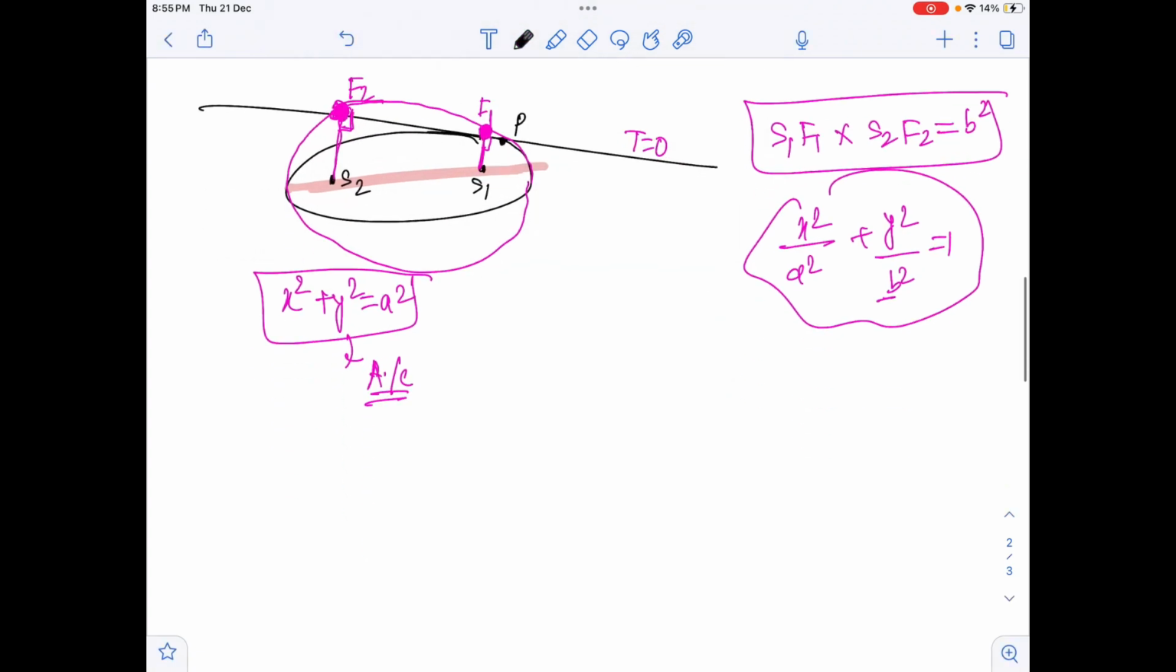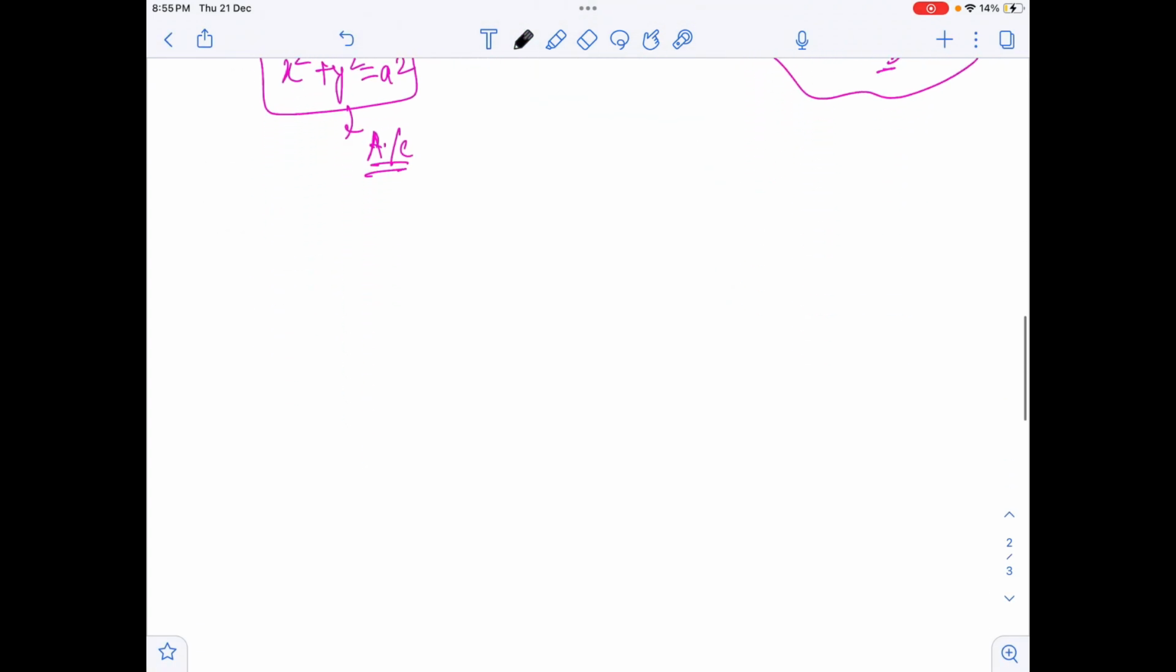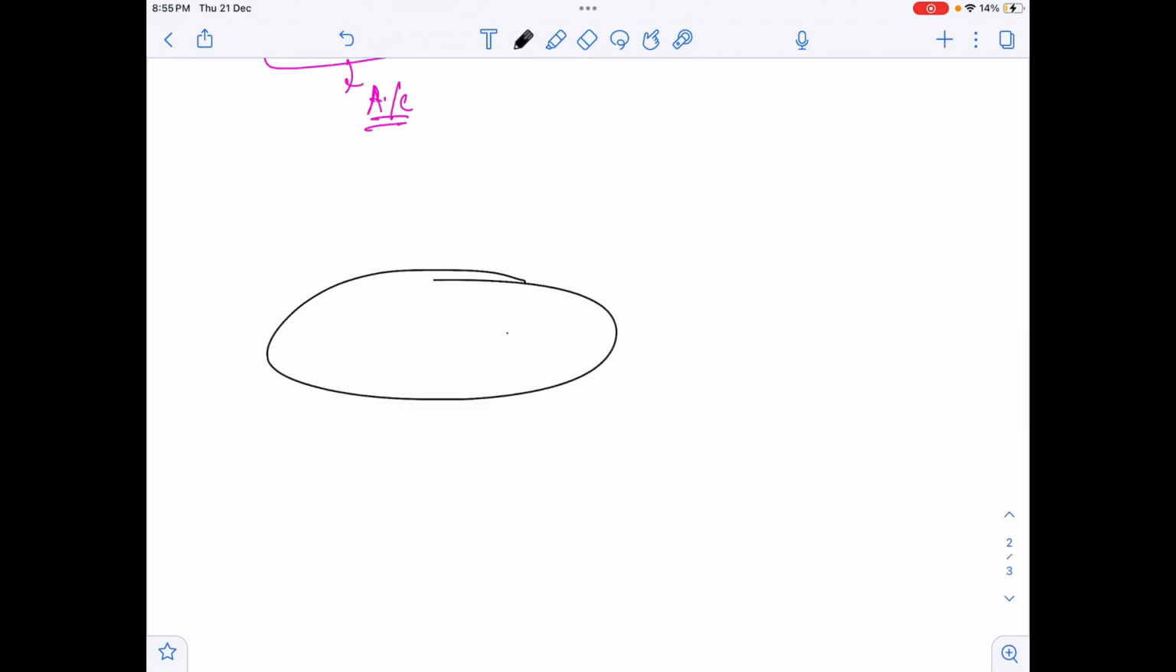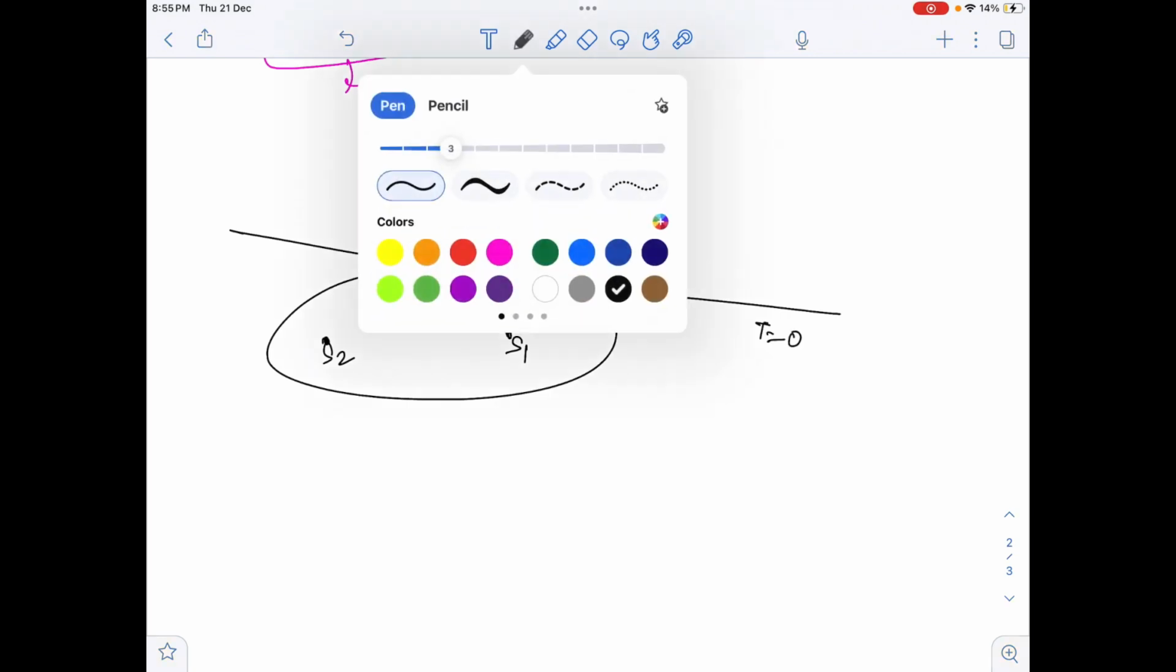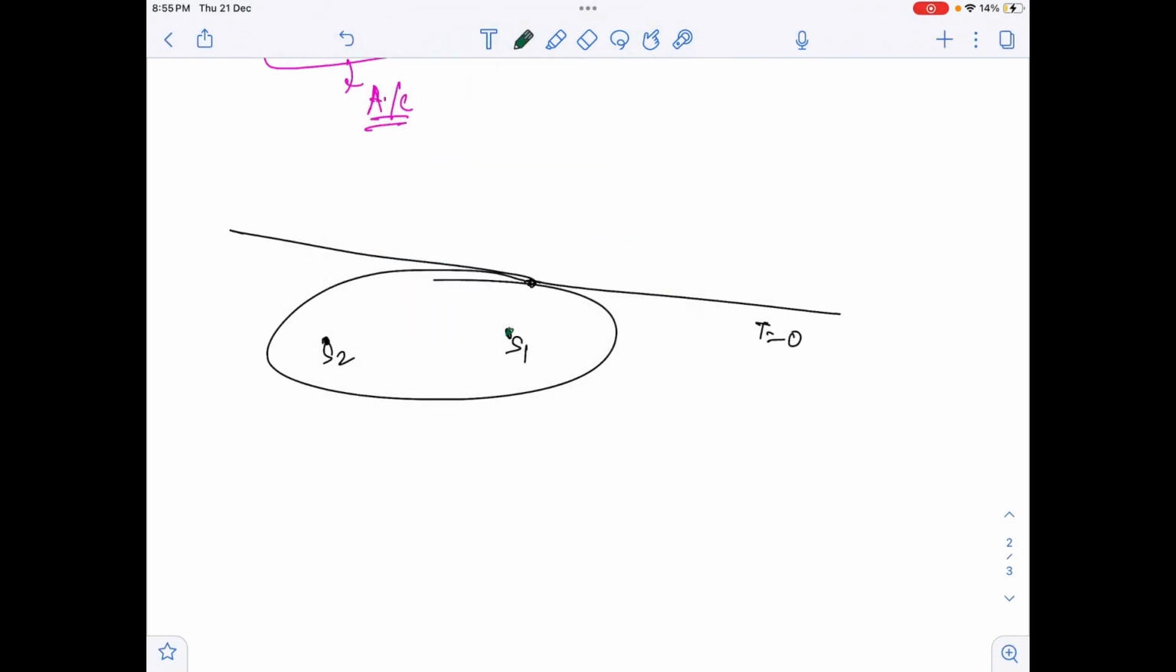So I'm going to prove both of these results for the sake of continuity of this lecture. Let's prove the first result. If we have S1 and S2 as the 2 foci, let's take a random tangent t equals 0 at a random point of contact P. Now, beautifully, if I take the image of S1.